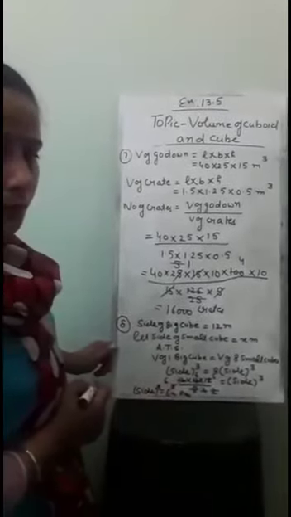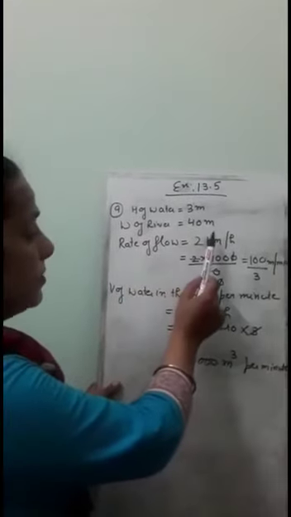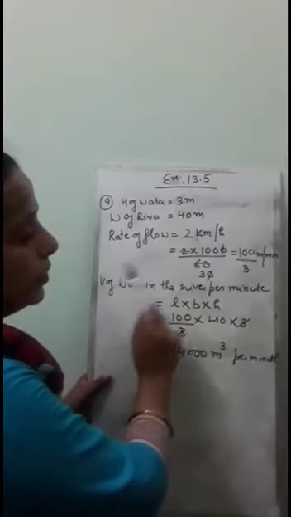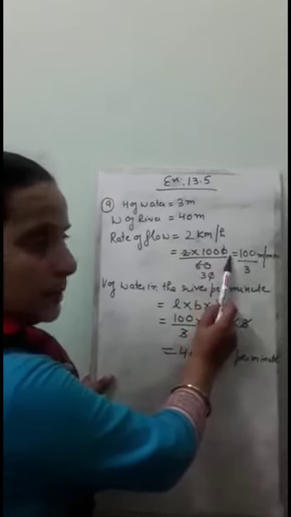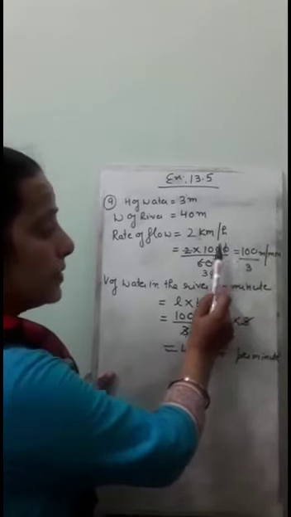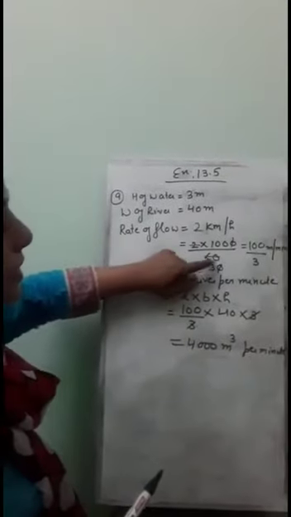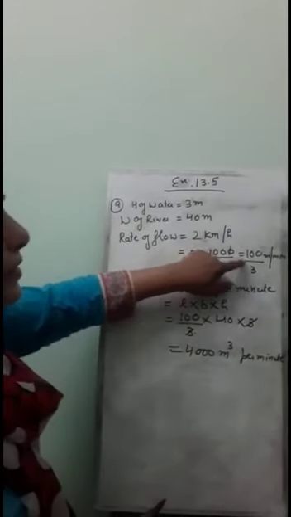Clear to all? Width of water in the river is 3 meters. Width of the river is 40 meters. Rate of flow of water is 2 km per hour. You will change this kilometer into meters by multiplying with 1000 and hour will be converted into minutes by dividing it with 60. Then do the cutting. 0 and 0 are cancelled. Cutting on the table of 2, you will get 100 upon 3 meter.